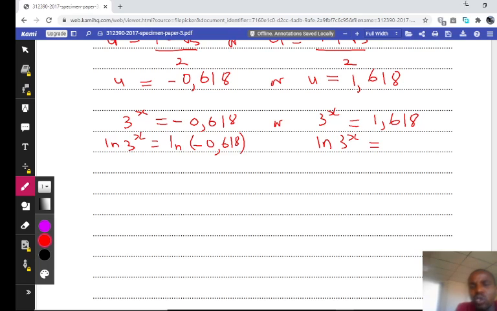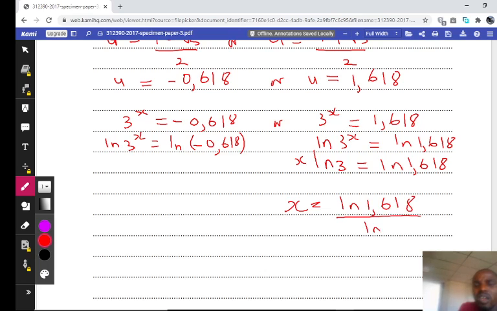Ln 3 to the power x is equal to ln 1.618, like this. So it will be x ln 3, applying the laws of logarithms, is equal to ln 1.618. Then you divide by ln 3 both sides, you get x is equal to ln 1.618 over ln 3. Then punch in your calculator, ln 1.618, then divided by ln 3.